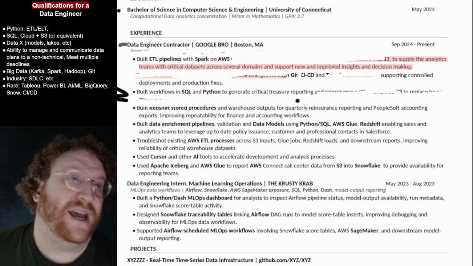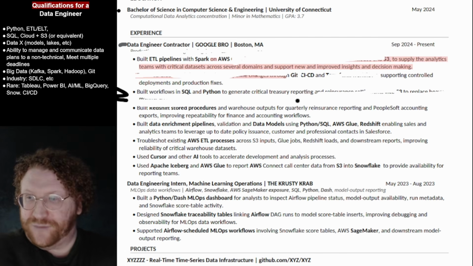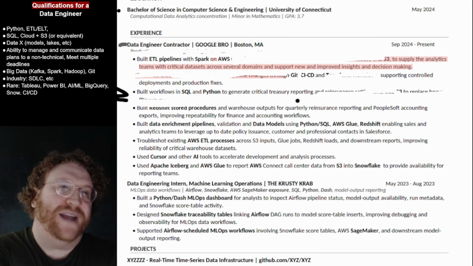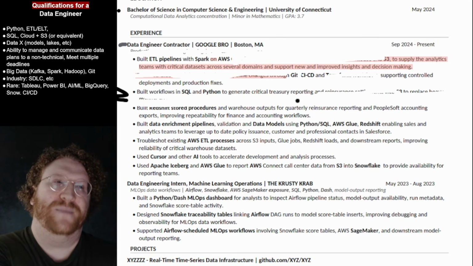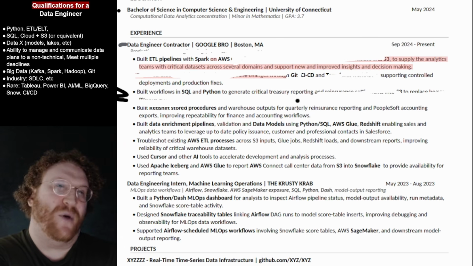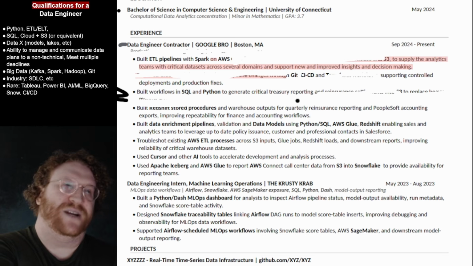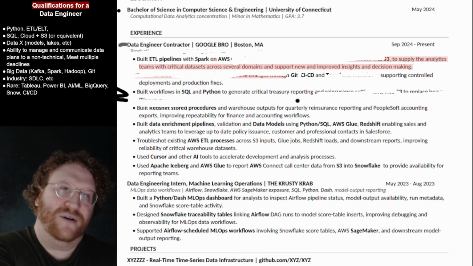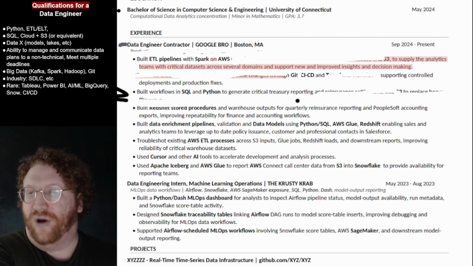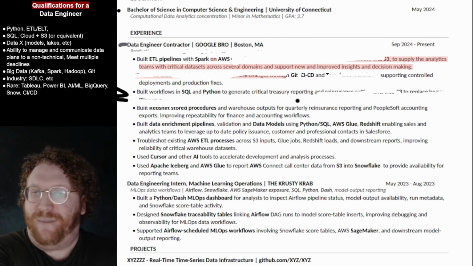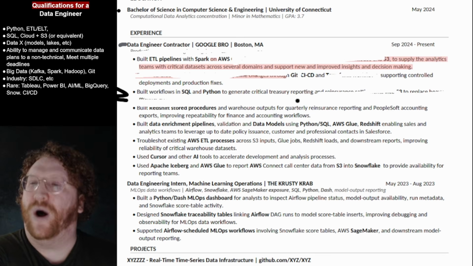You know what I don't see? I don't see data models, data lakes. I don't see that you have the ability to manage and communicate data plans to non-technical people. I don't see that you can meet multiple deadlines. I don't think that you've used big data, except for Git. Oh, we have Git. And I don't see the industry you've used, like already. And no one's going to get past this because your formatting is so awful.